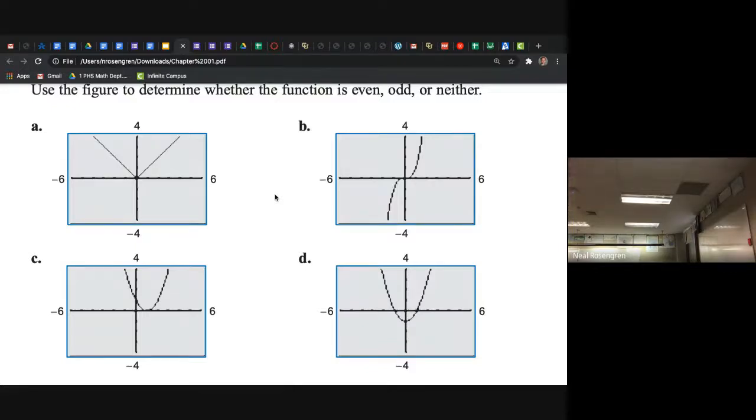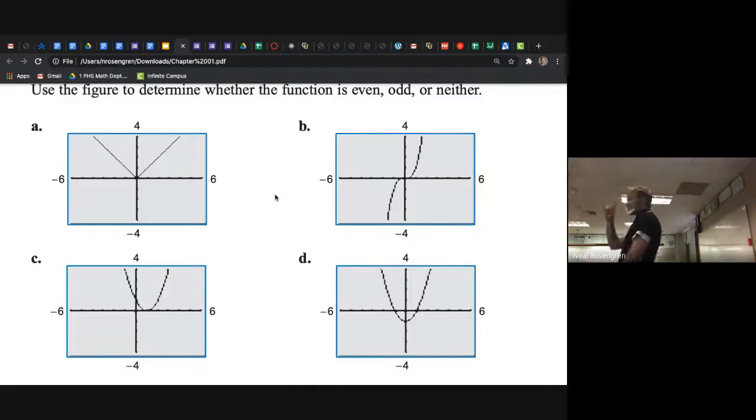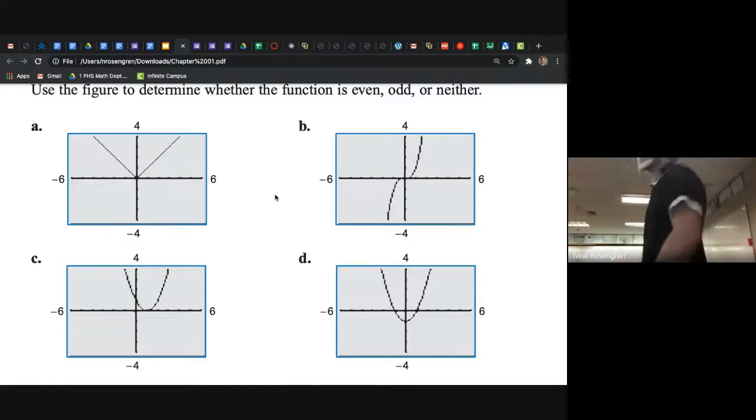What kind of graph is that, by the way? What function is that if it makes that V? Absolute value. Good. What about B? What kind of graph is it if it has that kind of curvature to it? Not straight. It's definitely curved. Cubic. Good. Yeah. Cubic, right? This is going to be x cubed. Okay, good.